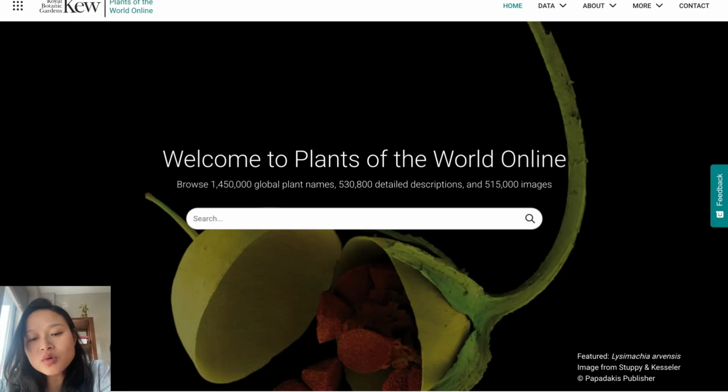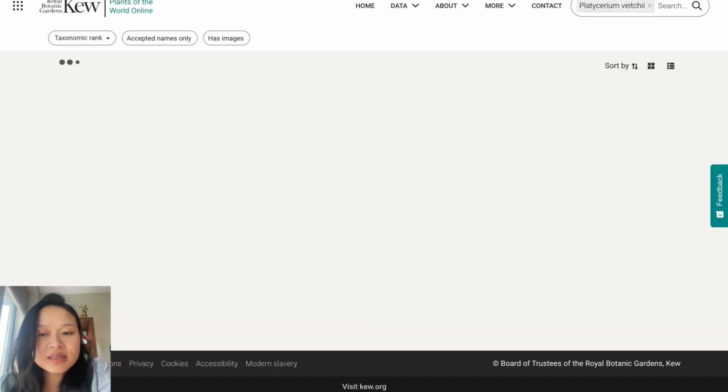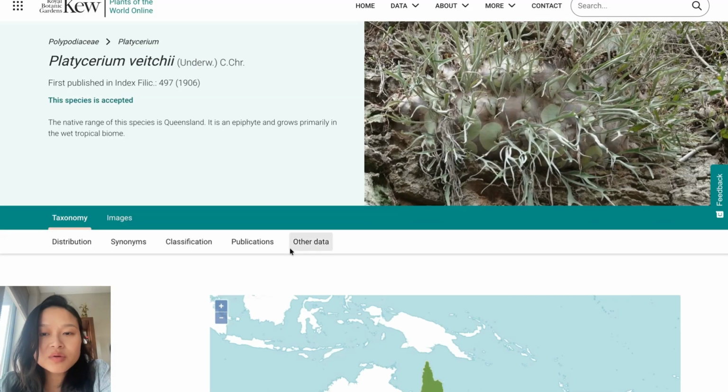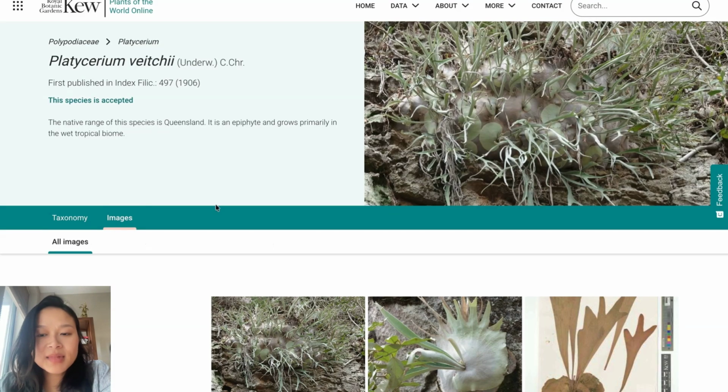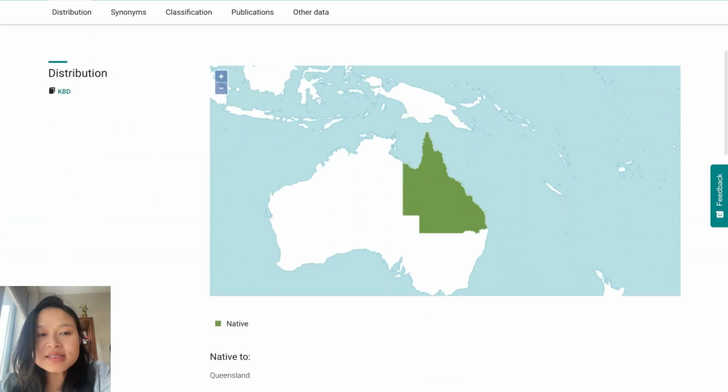To find out more about these scientific names, I recommend this website called Kew. You can just put in the scientific name of a plant. It does not take common names. You click on it. You will get some pictures, as you can see. And back to taxonomy. This plant is from Australia, specifically native to Queensland.